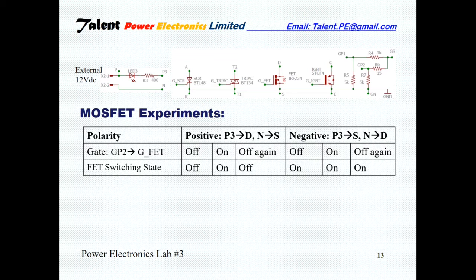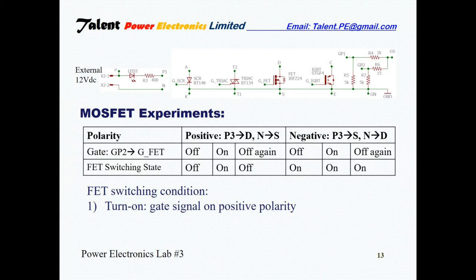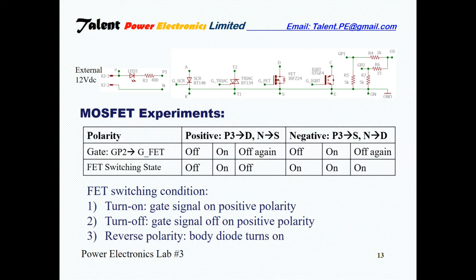For the negative polarity, connect P3 to S, connect N to D. At the negative polarity, the body diode turns on. That is why the LED lights up all the time. In summary, at positive polarity, a MOSFET can be turned on and off by a gate signal. At negative polarity, the body diode turns on.